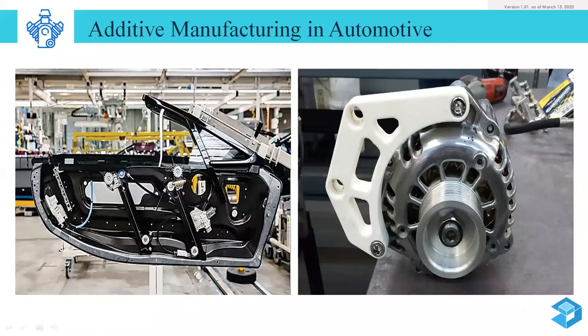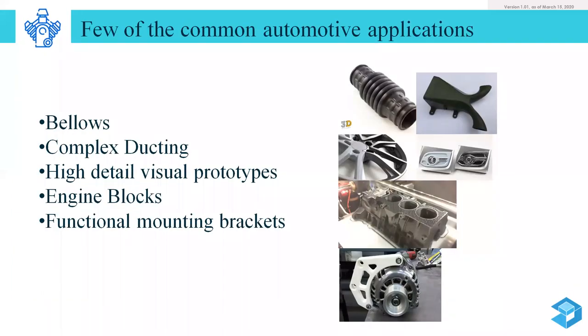So now we're going to talk about additive manufacturing in automotives. A large number of components have been manufactured using 3D printing in automotives. They've been one of the early adopters in trying to use this technology to their advantage. You can see this bracket that's been manufactured using SLS technology and various other components I'll be displaying so that you can understand how these applications have been immensely adopted by these industries. Be it bellows, complex ducting, high visual prototypes, engine blocks, all these things have been adopted by additive manufacturers, all these OEMs and various car manufacturers.